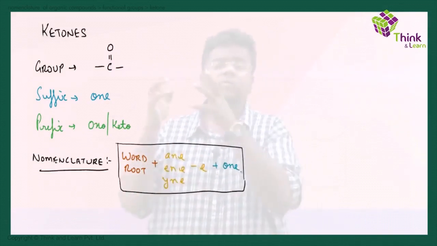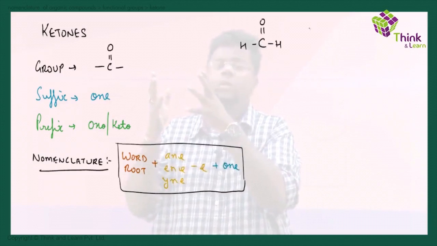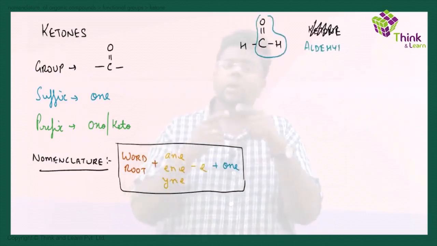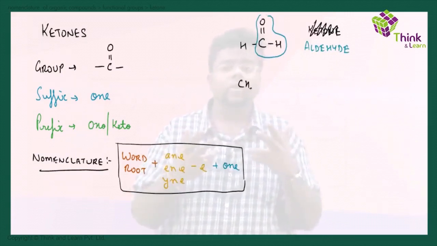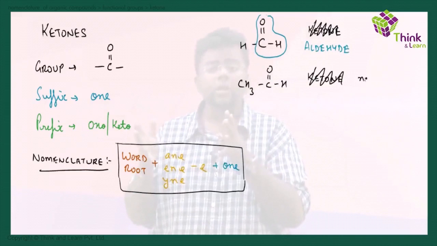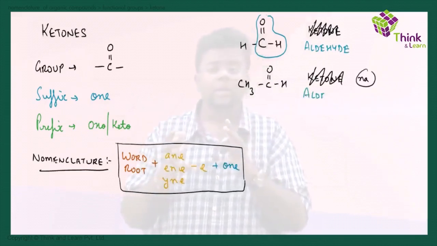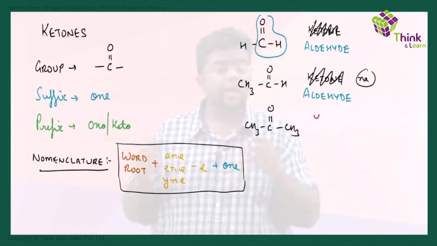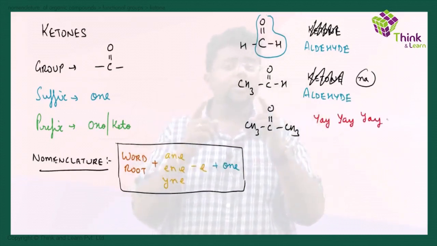Now let's take a look at the first ketone. Wait, is that a ketone? No, it's an aldehyde. Yes. So now let's try to take a 2-carbon ketone. So this is the one. But will this be a ketone? No, this is not a ketone. This is again an aldehyde. Let me try out one more time. I'll take a 3-carbon ketone. Yay! I found a ketone over here.